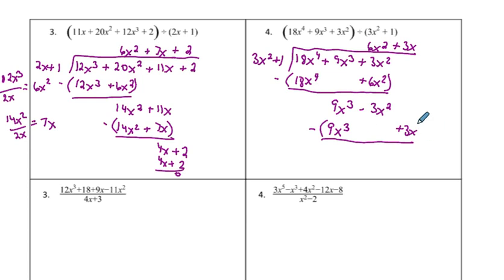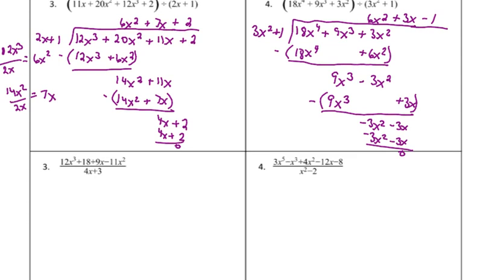Still subtracting all of this, and this gives us negative 3x squared minus 3x. And negative 3x squared divided by 3x squared is negative 1. So that'll give us negative 3x squared minus 3x for a remainder of 0. And again, here's our answer up there. I'm not going to box it this time.